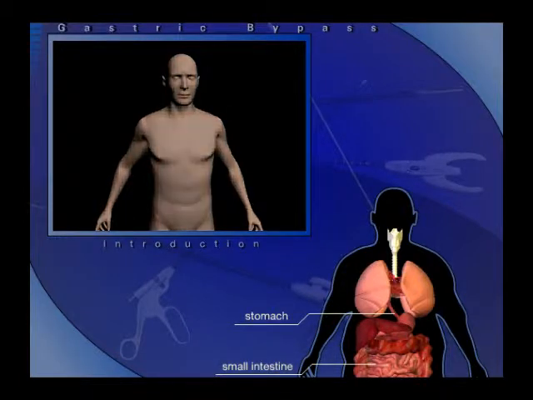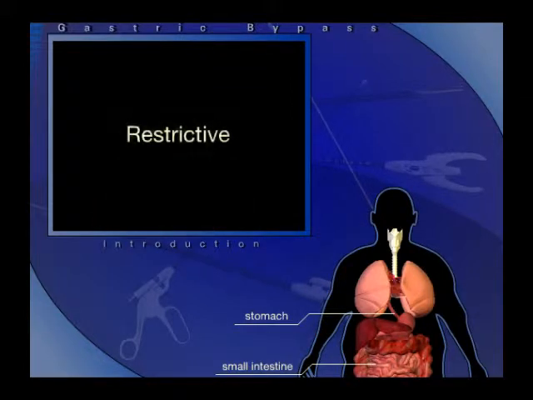There are two basic types of surgery. A restrictive operation only reduces stomach size. If stomach restriction is combined with bypassing some of the small intestine, less of the digestive tract that absorbs calories and nutrients is available for use. So these are called malabsorptive operations.